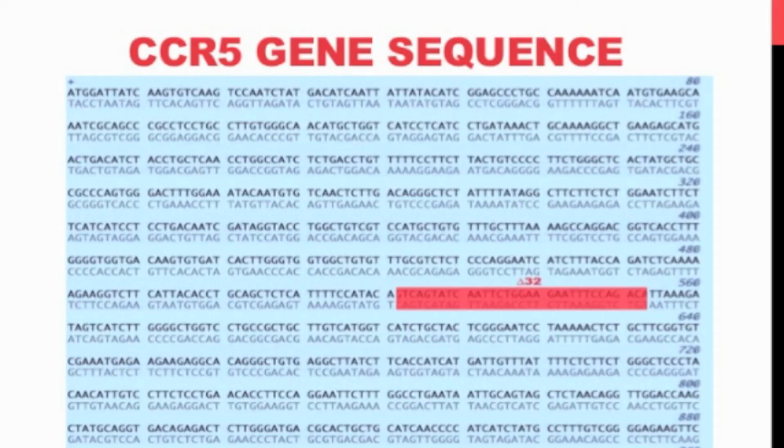This is a picture that shows the CCR5 gene sequence. Highlighted in red, you see the delta 32 portion that becomes absent if a person is homozygous for the deletion mutation.